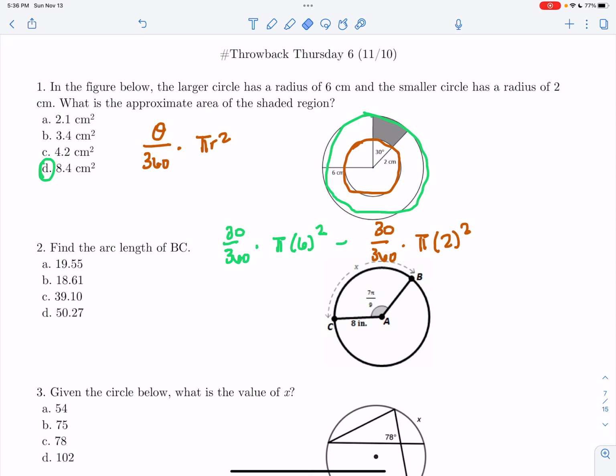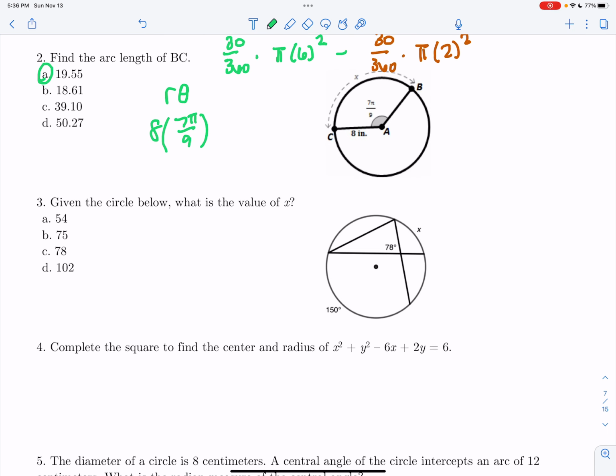For number 2, you want to find the arc length of BC. So you want to find this lovely thing right here. And the arc length formula in terms of radian, remember, it's just r times theta. So my radius is 8. Theta is 7 pi over 9. Just figure out what the decimal equivalent of that is. And that's all you have to do for number 2. And that is approximately 19.54, or A.